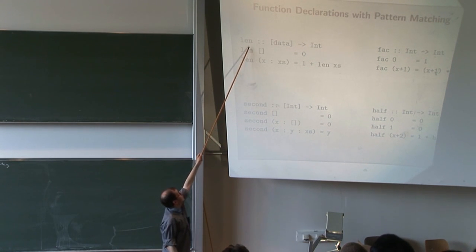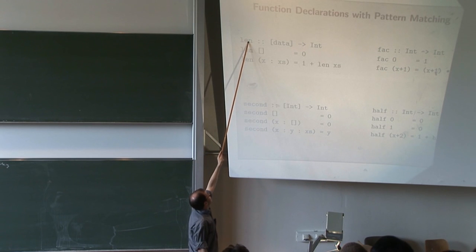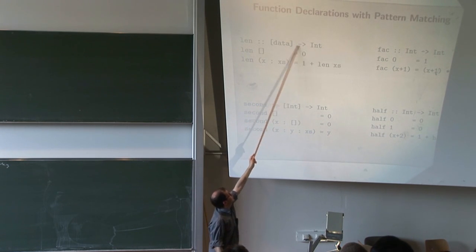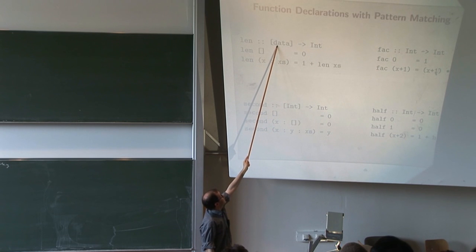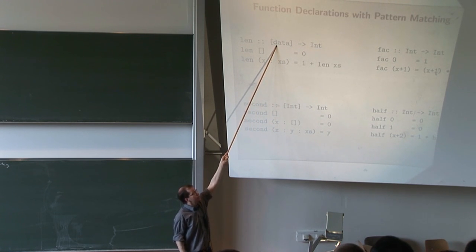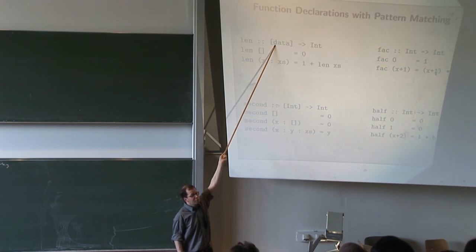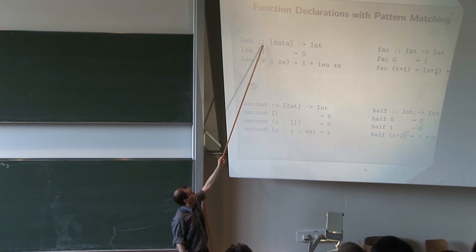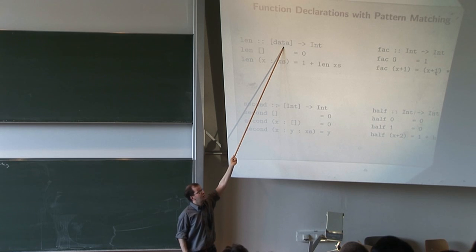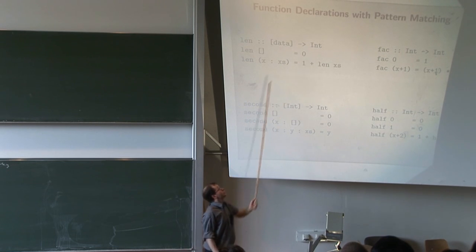So if you want to define a length algorithm, well, first you have a type declaration, so you introduce this variable len, and it has the type which is on the right-hand side of this double colon. So it takes as input a list, and this a is written with a small letter, so it's a variable, and this is a variable which stands for types. In other words, you can apply this length function to lists where the elements of the list may have any type, and the result will be an integer.